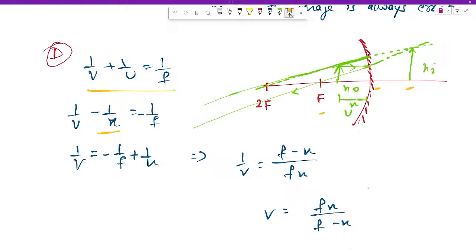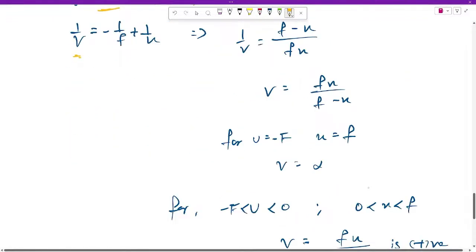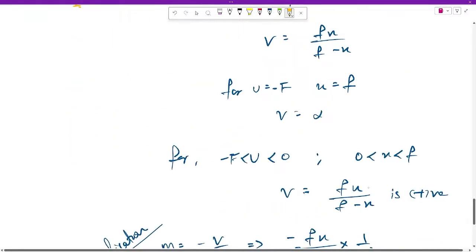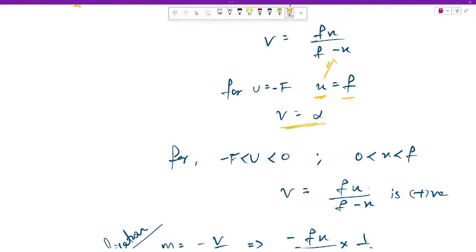So 1 by v minus 1 by x equals minus 1 by f, because it is a concave mirror. Now again solving for v, we will get the value of v as fx by f minus x. So now for u equals minus f, that is x equals f, using this value of x in this expression, we will get the value of v as infinity. That is, when the object is at focus, the image will be at infinity.